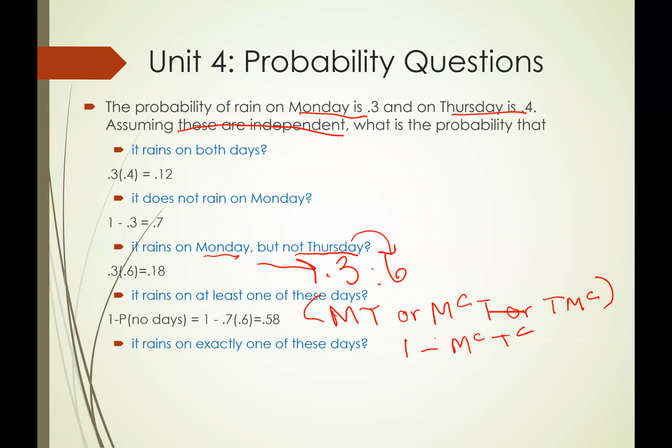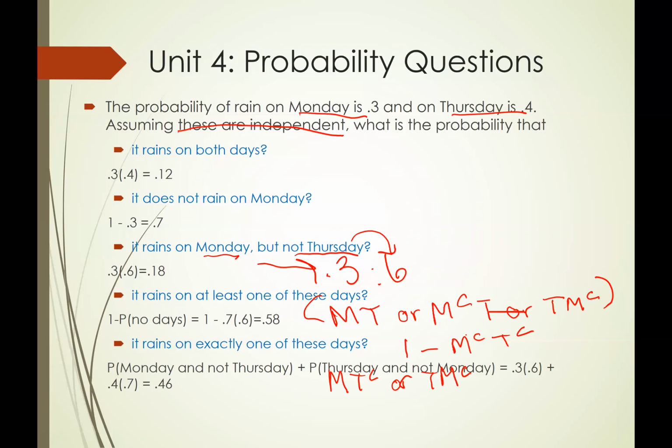It rains on exactly one of these days. So that means it rains on Monday, but not Thursday. Or it rains on Thursday, but not on Monday, which gives you 0.46 when you calculate that out.